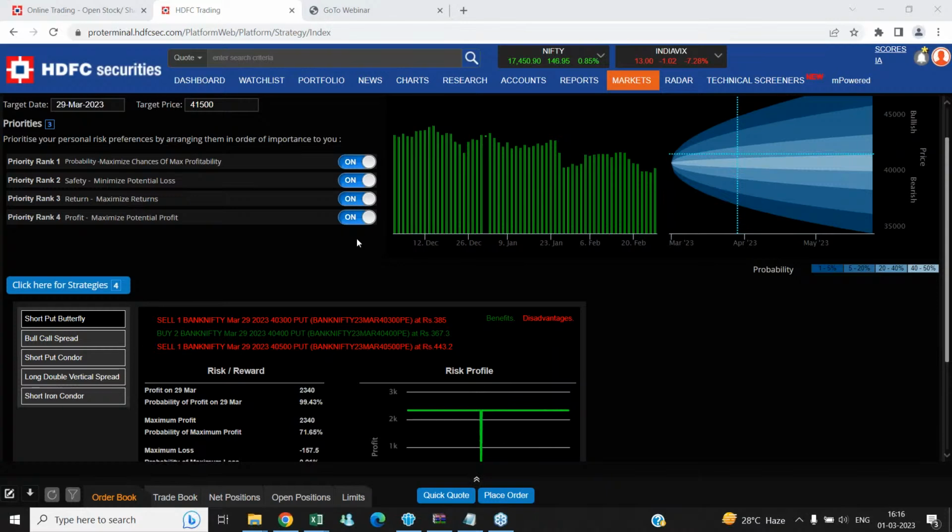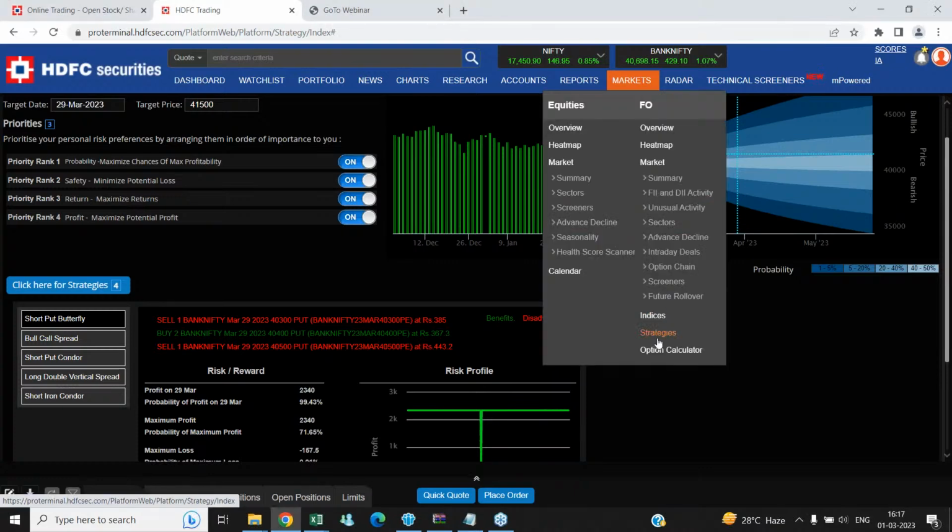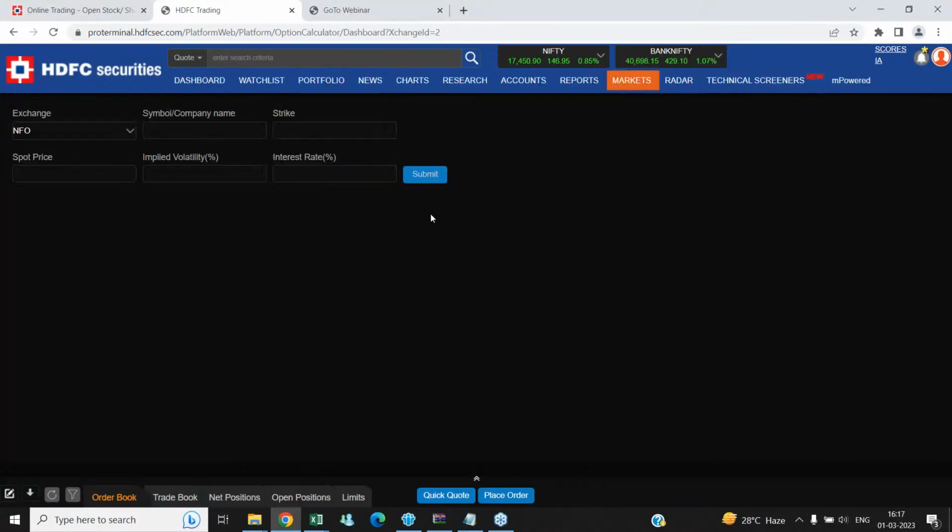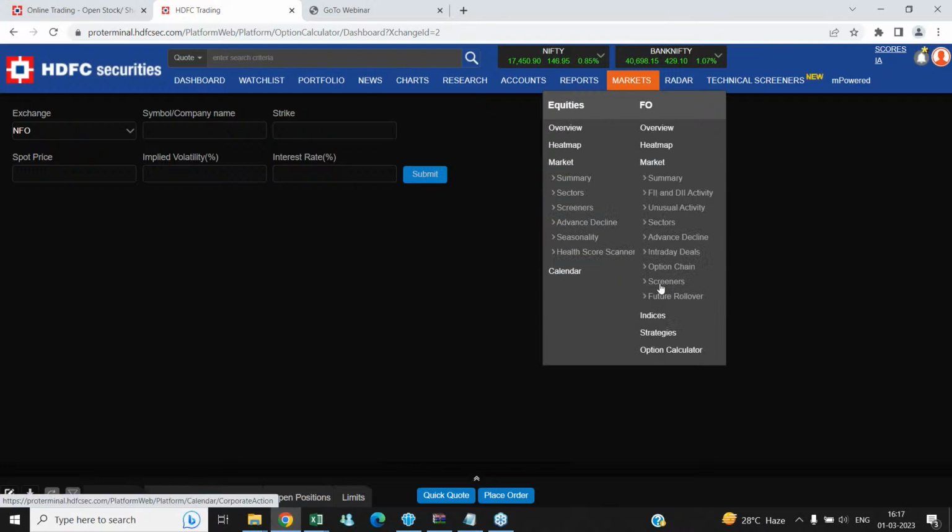One more question by Mr. Sridharam: does Pro Terminal have implied volatility, HV and IVP? Only implied volatility is there in Pro Terminal. You can check it here in the option chain. However, historical volatility and IVP are not available in Pro Terminal.